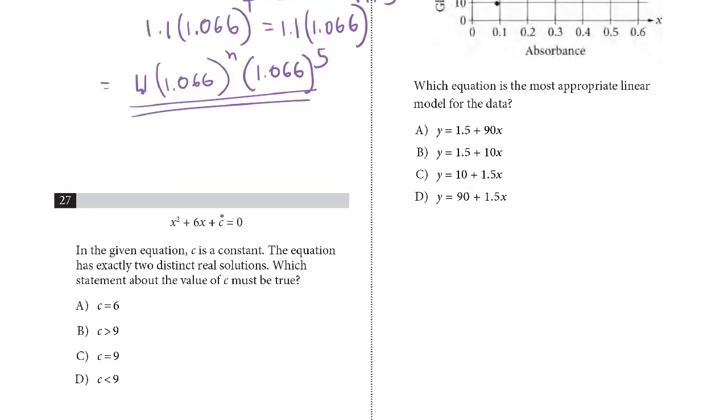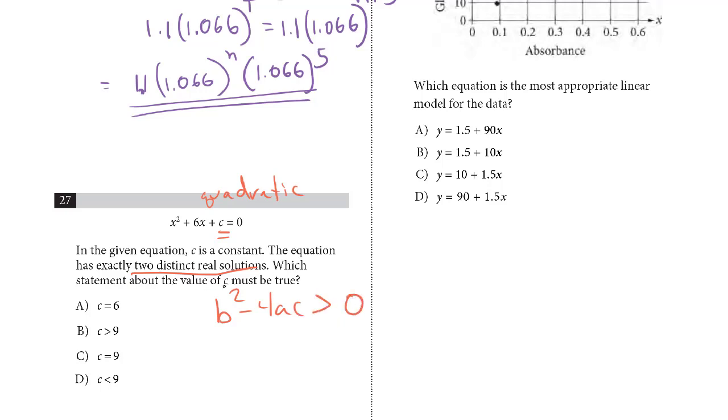27. x squared plus 6x plus c equals 0. So again, this looks like it's solved for the constant. In the given equation, c is a constant. The equation has two distinct real solutions. Well, anytime you see that, we know it's a quadratic, which it clearly is in standard form. We know the discriminant must be greater than 0 in order to have two distinct roots. So my discriminant is b squared minus 4ac, and that must be greater than 0.